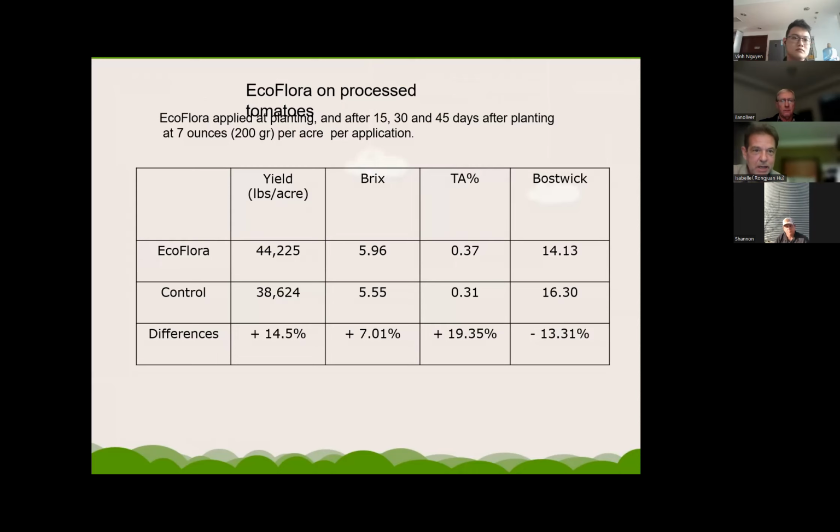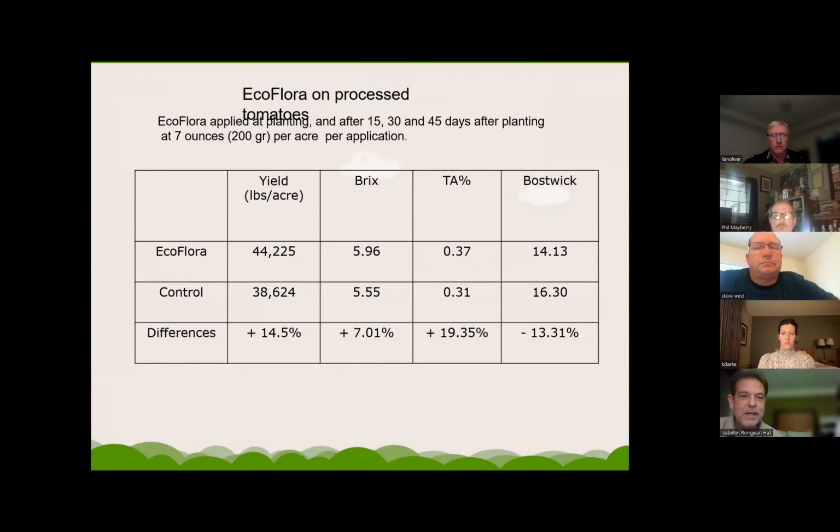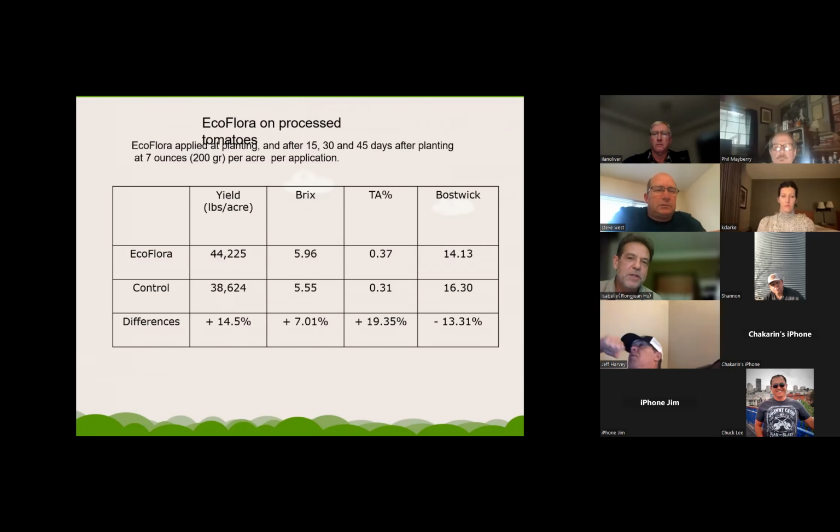Here are some results. We applied the product 3 times at 7 ounces per acre. And you can see an increase of 14% in the yield. That's significant, but what is more interesting for these processing tomatoes was brix and total solids: 7% more in brix and 19% more in total solids, and much less waste, 13% less waste. When you combine all these factors, increased productivity and better quality, when people measure and quantify things, they really see a big difference.